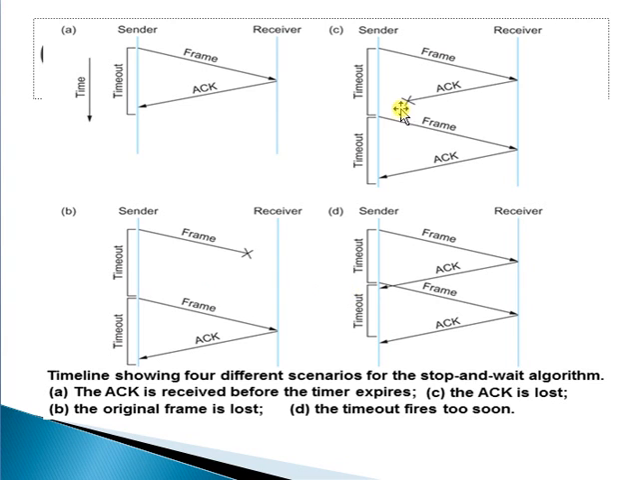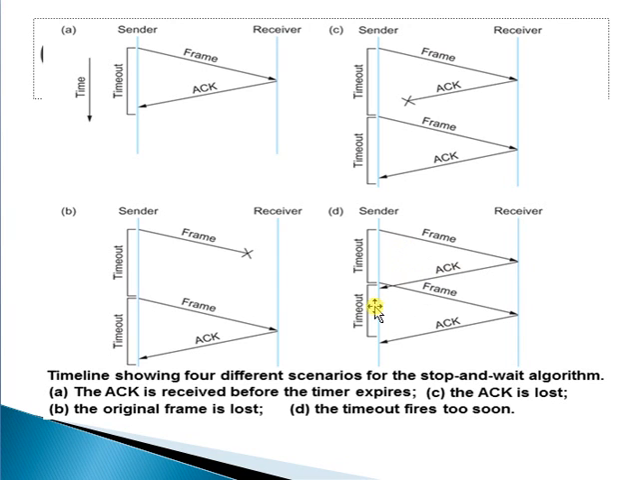In the second scenario, the frame has been sent, but the acknowledgement sent from the receiver has not reached the sender. Hence the sender sends this frame again to the receiver. This is the third scenario in the stop and wait protocol, where the acknowledgement times out.